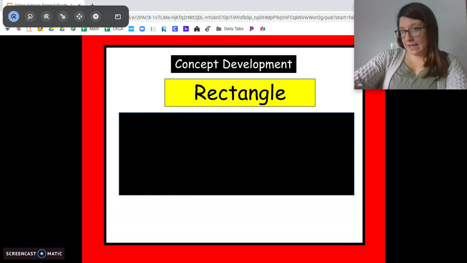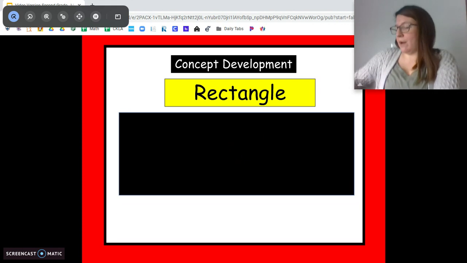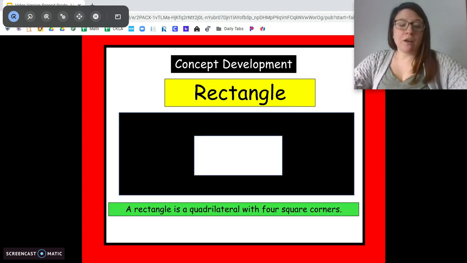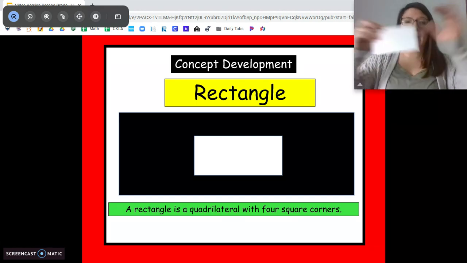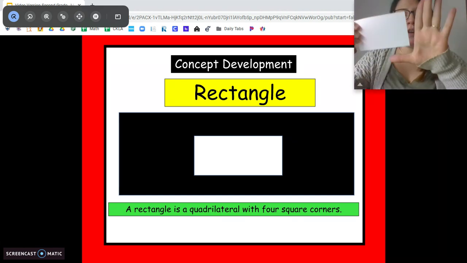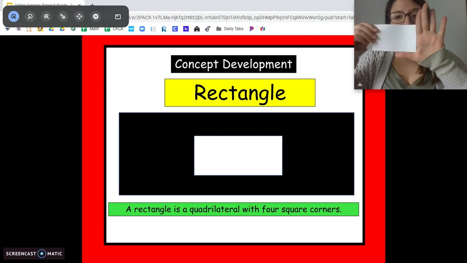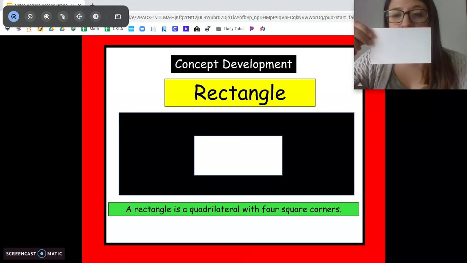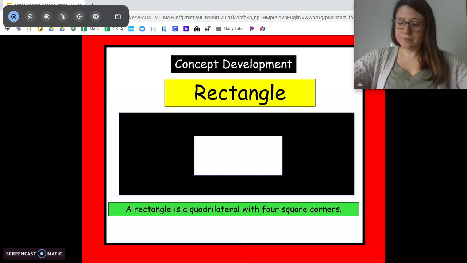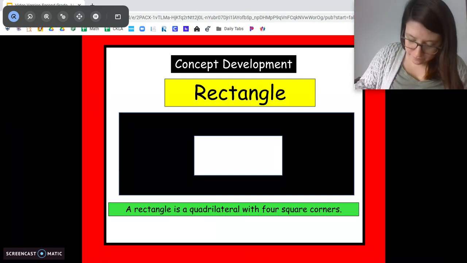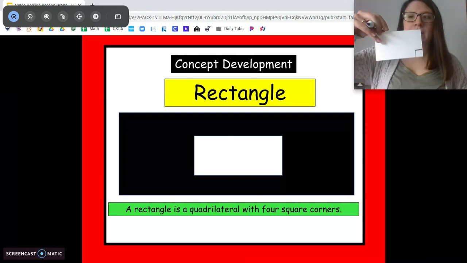Then we have a rectangle, which you've probably heard of before. A rectangle is a quadrilateral with 4 square corners. This is why I asked you to get the paper or the index card. A square corner is a corner that looks like this. This index card is a rectangle. These corners, if I draw it in, we'll make a square.